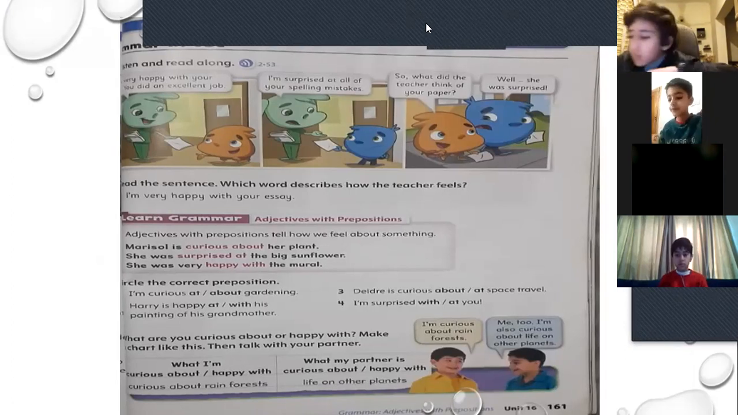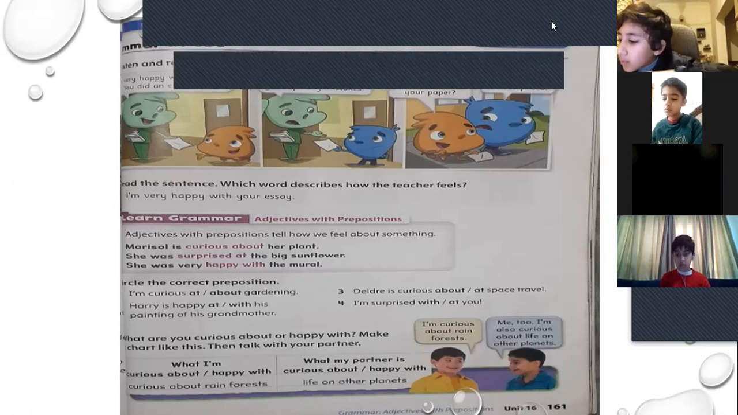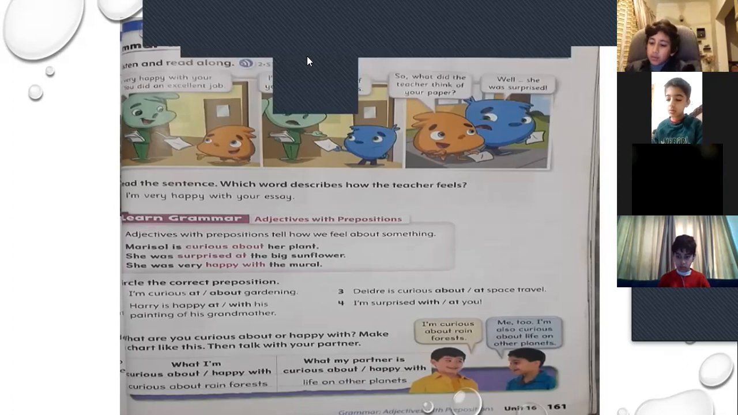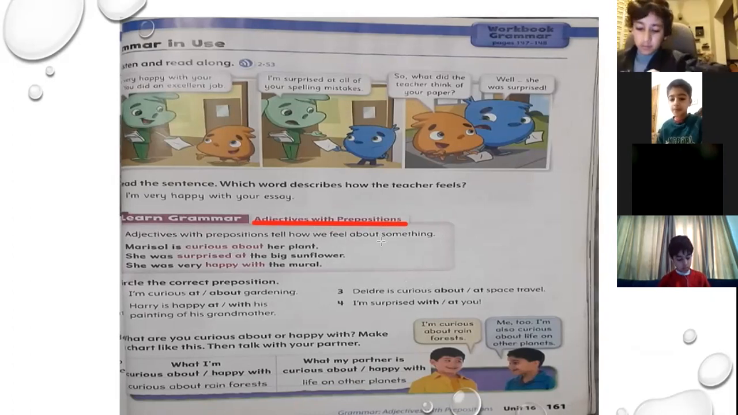So students, over here we are going to do adjectives with prepositions. This is the topic which we are going to do now, adjectives with prepositions. Adjectives with prepositions tell how we feel about something. So how we feel about something, then we use adjectives with prepositions.